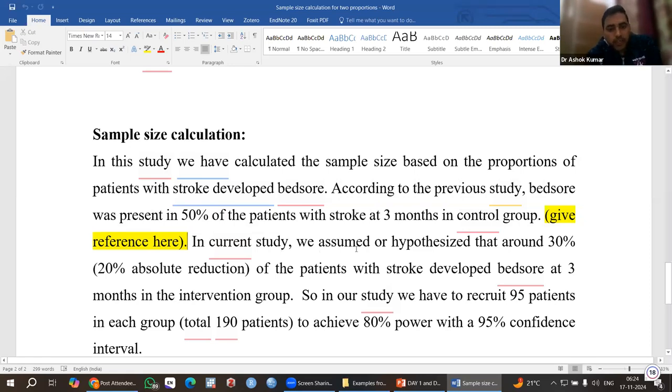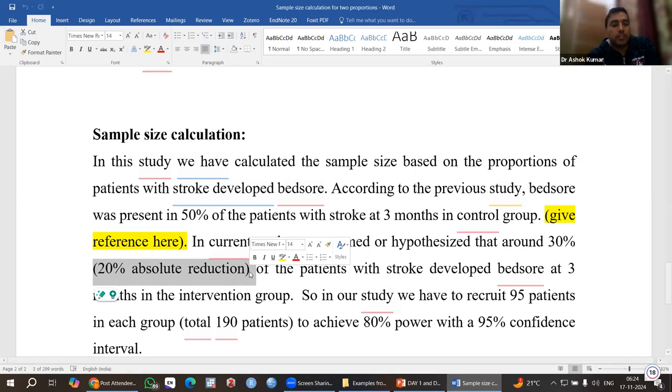So in the current study, we assumed or hypothesized that around 30% of the patients in the intervention group developed bed sore at 3 months. In the control group it is 50%, but in the intervention group we want only 30%. So here you can see a 20% absolute reduction: 50 minus 30 is 20%.